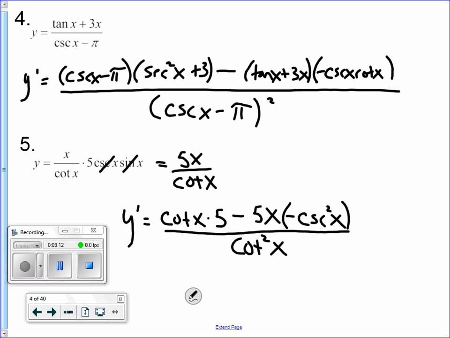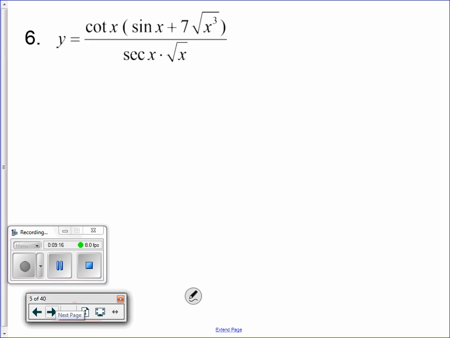Okay. Now we get to the really fun one, 6. Now, the one thing I'm going to have to do, I can't simplify. I'm not going to simplify here. But that's 7 times the square root of x cubed. Realize that that's 7x to the 3 halves.